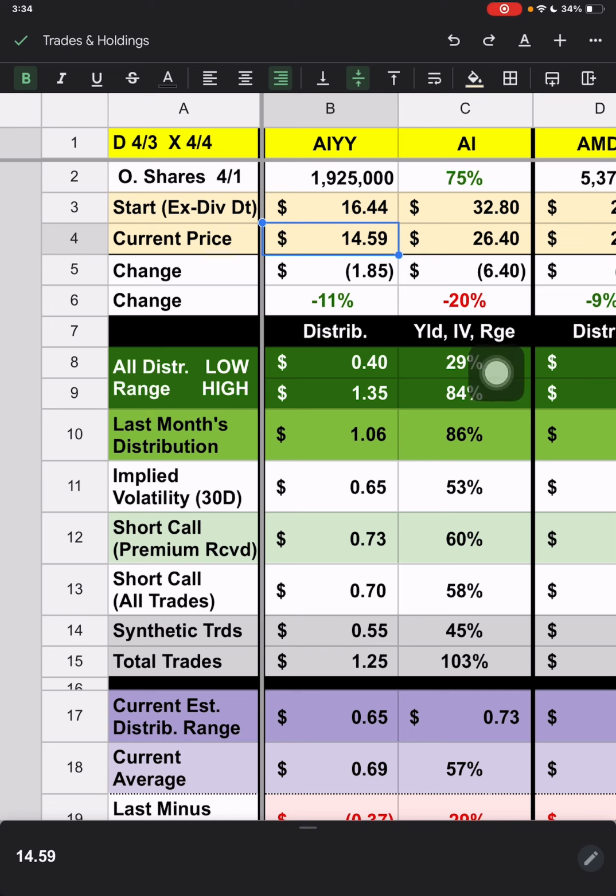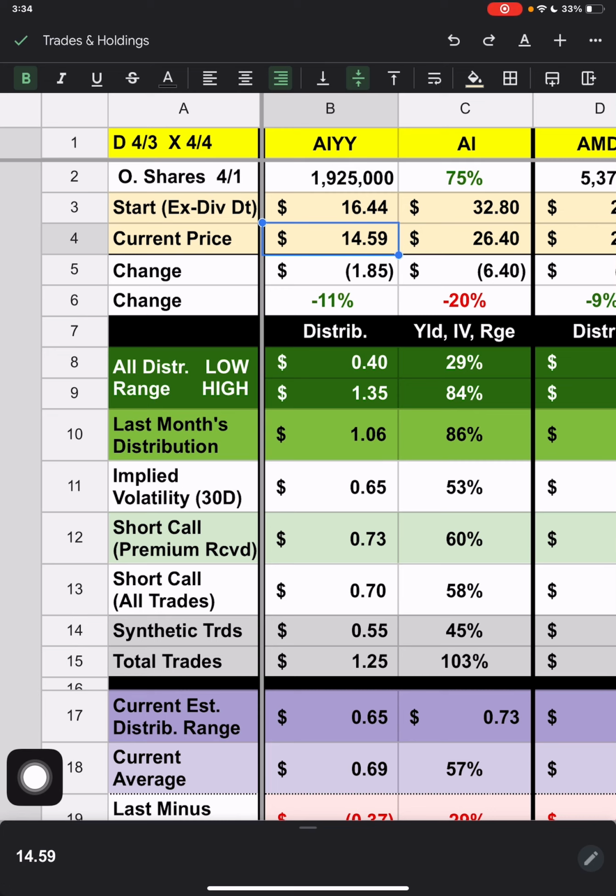And then of course we have the lowest and highest range of all their distributions along with the yield at the time, last month's distribution, if we were doing it based on implied volatility, if we were calculating it based on short call premium only, if we were basing it on all short call trades.